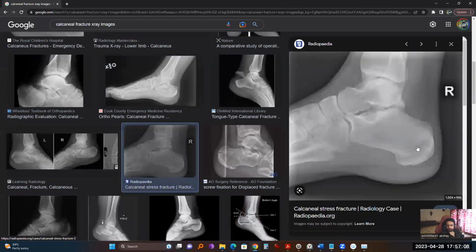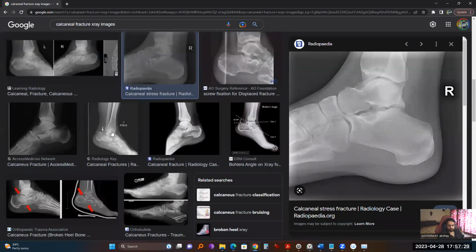This is a calcaneal stress fracture. Here you can see the trabecular lines. If you look carefully, you can see so many trabecular lines. Perpendicular to that, you can see a sclerotic area over here. This is a calcaneal fracture. This will always be in this orientation. I'll show you a few more images.